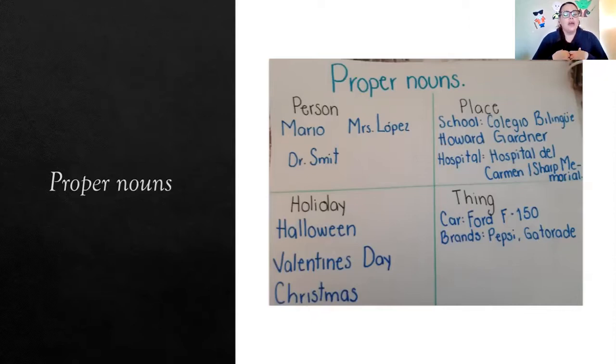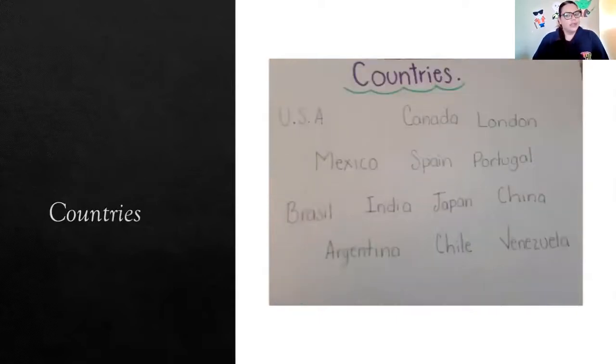If I'm going to talk about brands, for example, Pepsi or Gatorade, I'm always going to start with a capital letter. It doesn't matter if the brand is at the beginning, middle, or end of the sentence. It is all the same for persons, places, holidays, things, days of the week, months of the year.